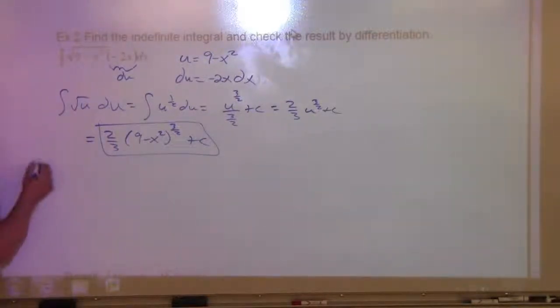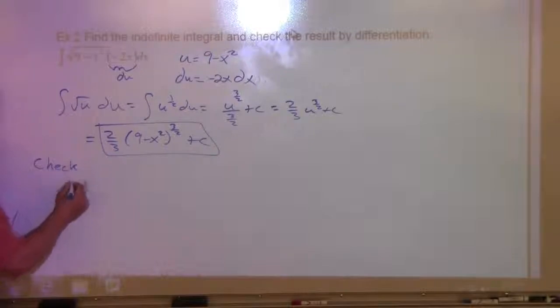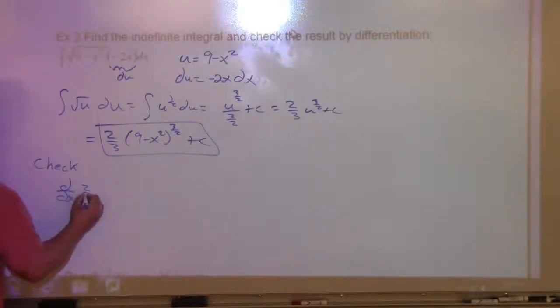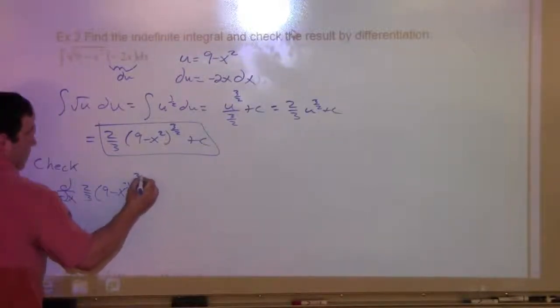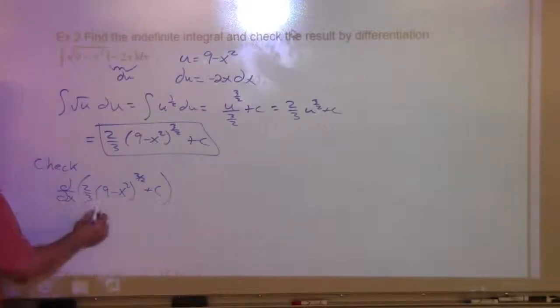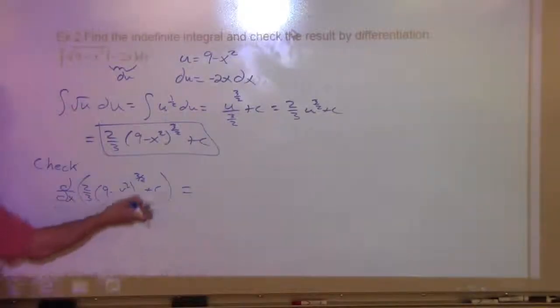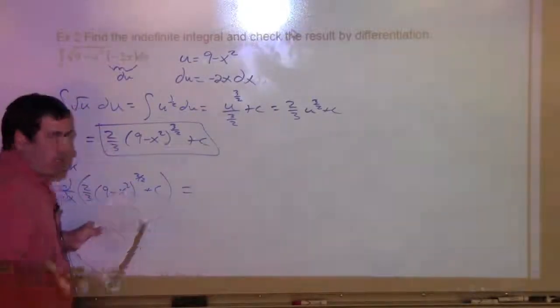Now, we're going to check this, make sure it's correct. So we'll take the derivative with respect to x of 2/3 times (9 minus x squared) to the 3/2 plus c. Now we all know the derivative of that constant is going to be 0. That's going to go away.